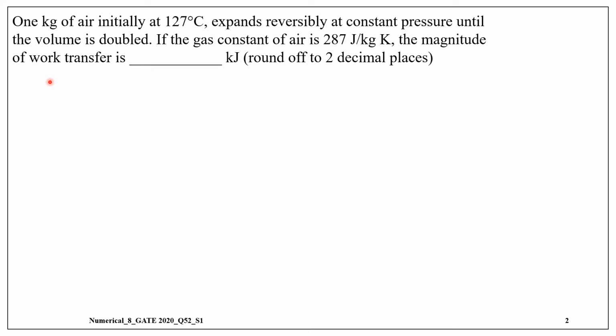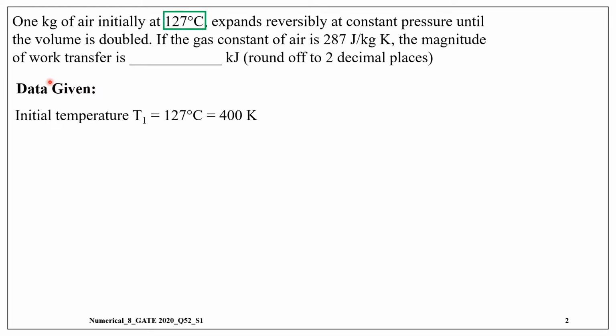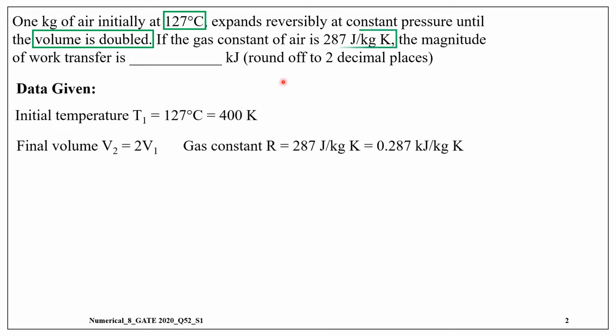The first step in solving a numerical is to write the data given. The first data given is initial temperature T1, which is equal to 127 degrees Celsius. And the final volume V2 is equal to 2 times V1. So here it is given as volume is doubled. The gas constant R is equal to 287 joules per kilogram per Kelvin, which is equal to 0.287 kilojoules per kilogram Kelvin.